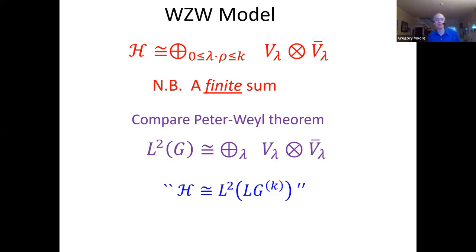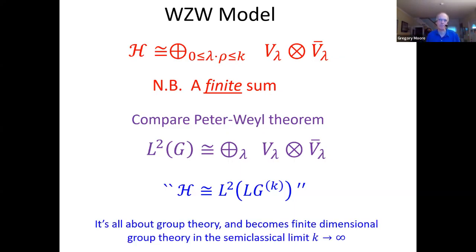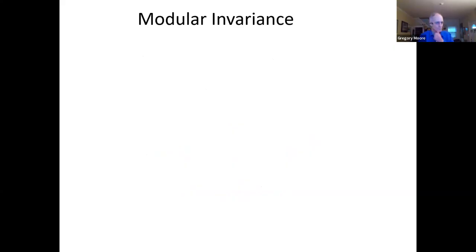This is not that surprising, since the Hilbert space of the WZW model is L2 functions on the centrally extended loop group. But a really crucial thing is that in the quantum theory, it's restricted to a finite sum. And also, it made clear that the Wess-Zumino model is just all about group theory, and in fact even becomes finite dimensional group theory in the semi-classical limit where K goes to infinity.